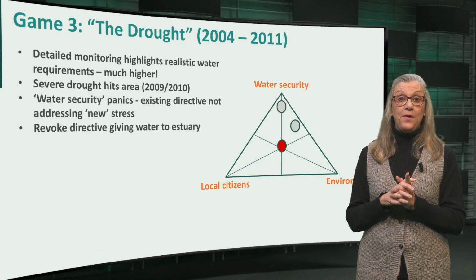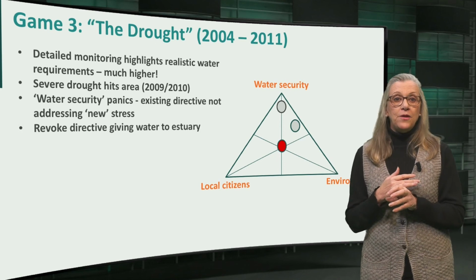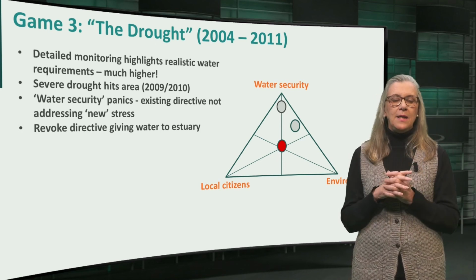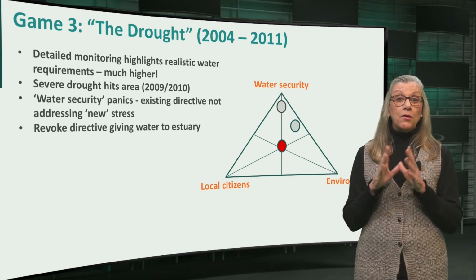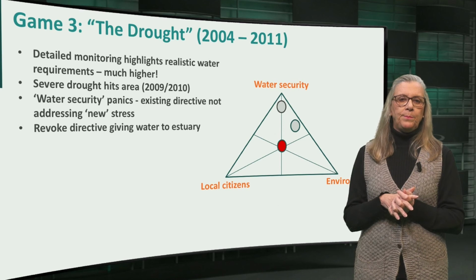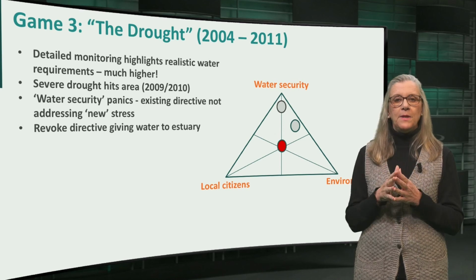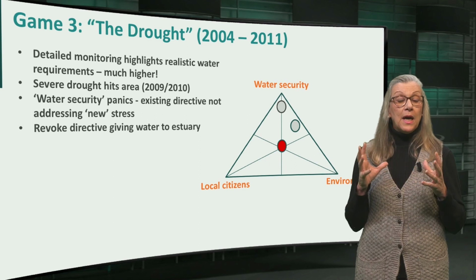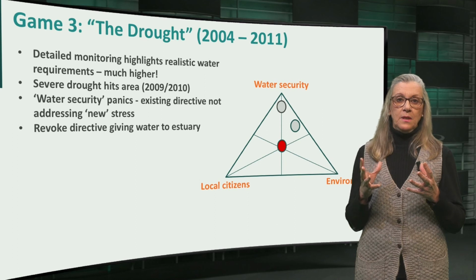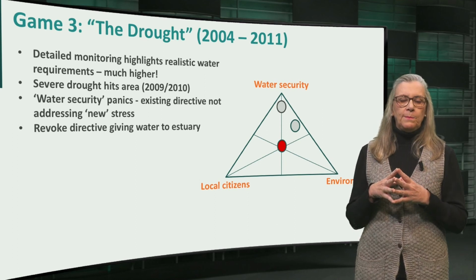But then in Game 3, the tables turned. First, the new scientific knowledge revealed that the minimum water requirements of the system were much higher than initially estimated. And on top of this, a severe unanticipated drought hit the area. The Water Coalition feared that they could not meet their commitments to the industry to guarantee water supply. So they chose the route of least resistance, or so they thought. They cut the water supply to the estuary.